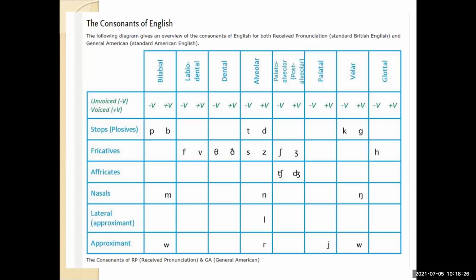And here is the diagram of a review of the consonants of English for both received pronunciation and general American pronunciation. And you see in the first column unvoiced and voiced, or voiceless and voiced, consonants of the English language according to place of articulation. For example, stops, or we can say plosives, are p, b, and according to the tongue, they are labial and others.